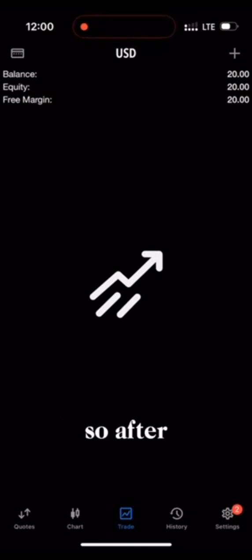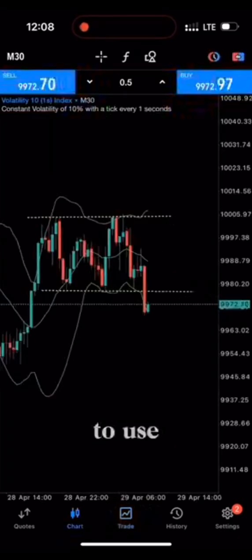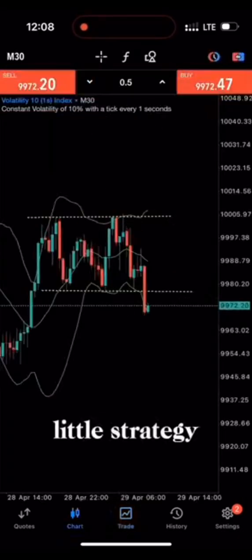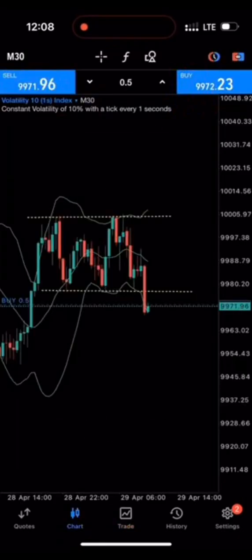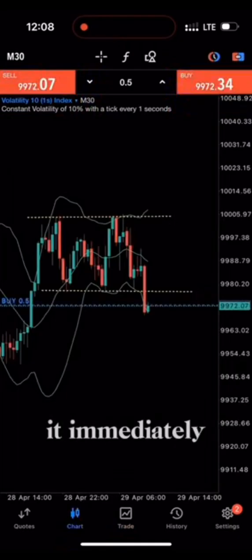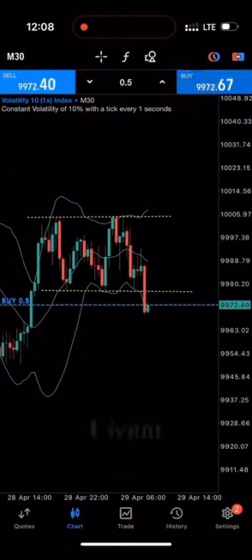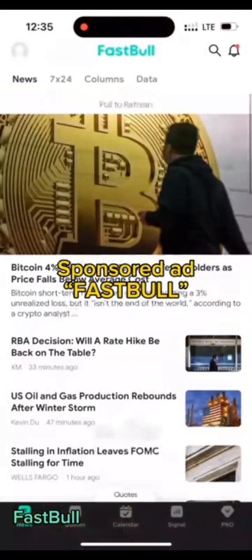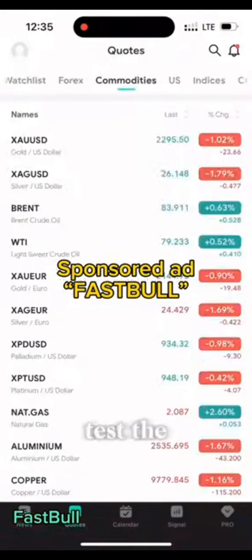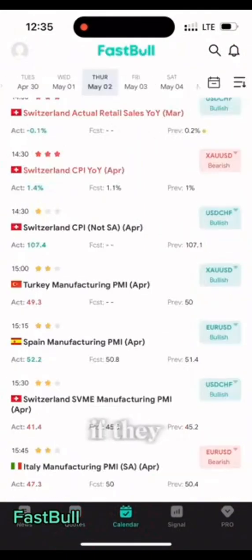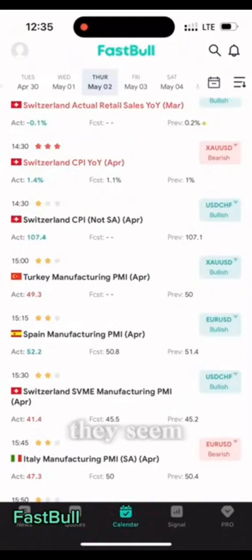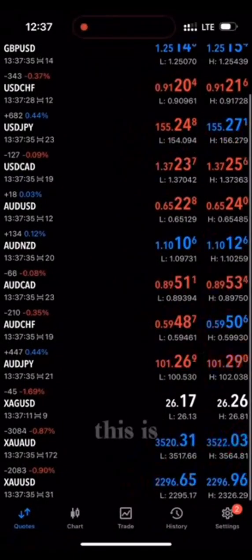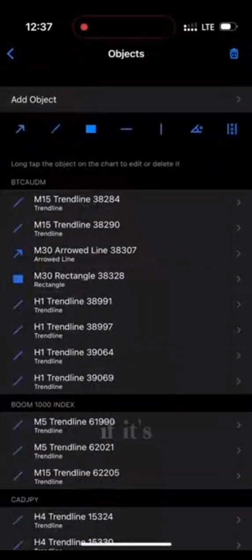So after she deposited, I decided to use a more lethal strategy. You know the BB strategy, right? I decided to deploy it immediately, because when I want to take money, I always use it. So I'm going to test the signal first to see if it is as correct as it seems. So let's check if this is accurate, if it's actually selling.